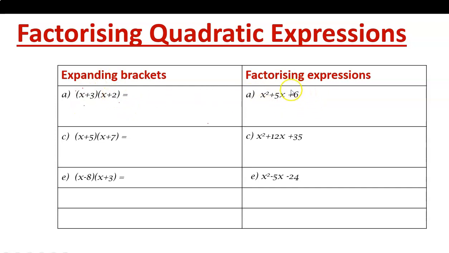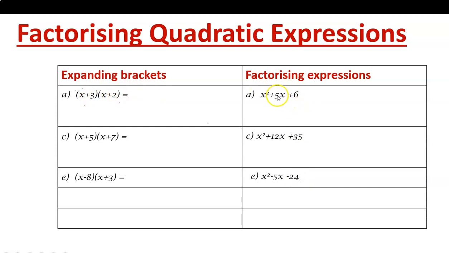If you look here, this number here, where does it come from? It comes from this number times this number. If you multiply those two last numbers, you get 6. Is that the case for this one? Yes, because 5 times 7 gives you 35. What about here? Minus 8 times 3 gives you minus 24. So the last number of this expression is always the last two numbers of the brackets multiplied together.